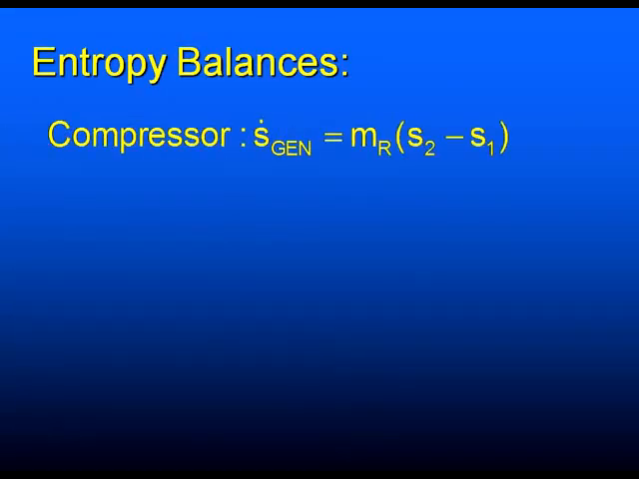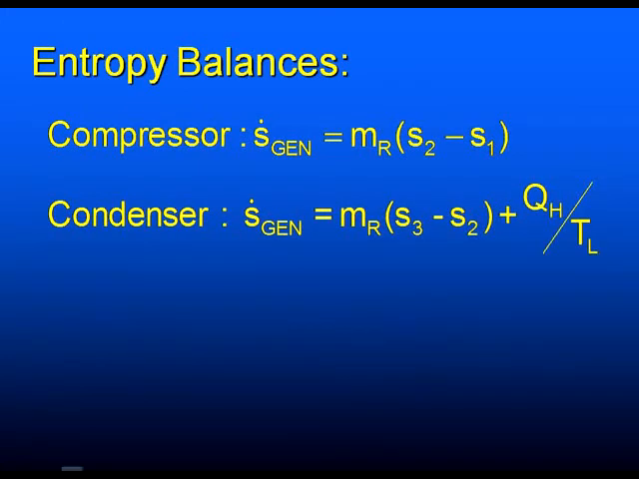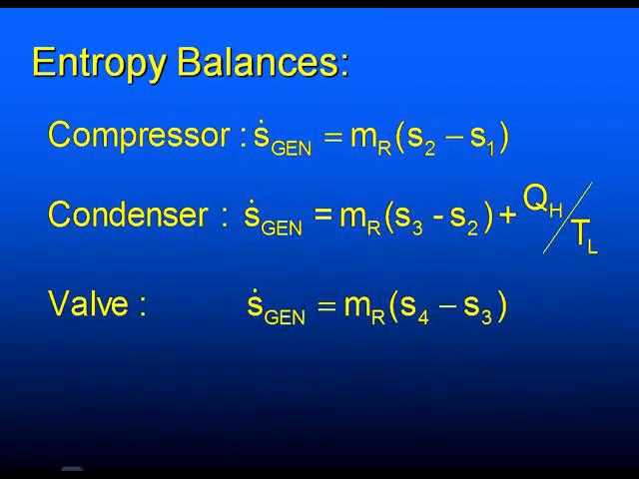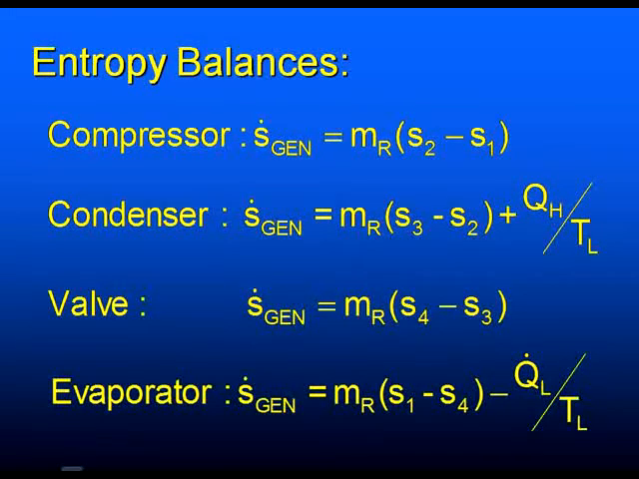Now we can do the entropy balances and do the irreversibility analysis. And here are the balances. It's out minus in is S generated in each case. And what I'd encourage you to do is to do your balances and confirm that these are the entropy generated terms for each of these units. And this is for the real process.